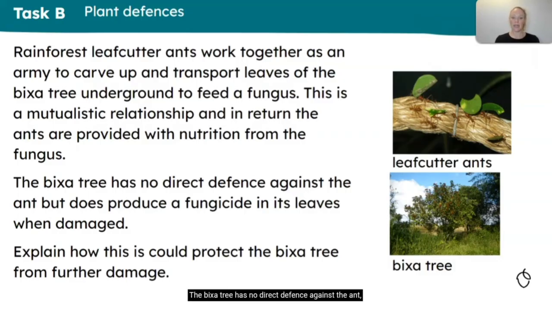The bixa tree has no direct defence against the ant, but it does produce a fungicide. A fungicide is something that will kill a fungus in its leaves when damaged. Explain how this could protect the bixa tree from any further damage. I'll give you a moment to think about it, but if you need more time, please pause the video.